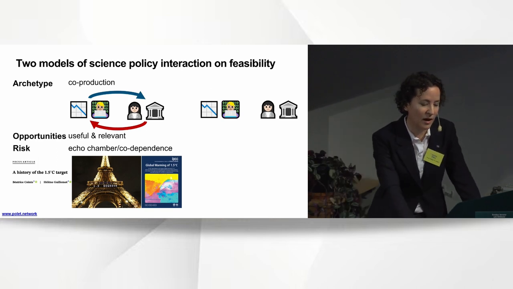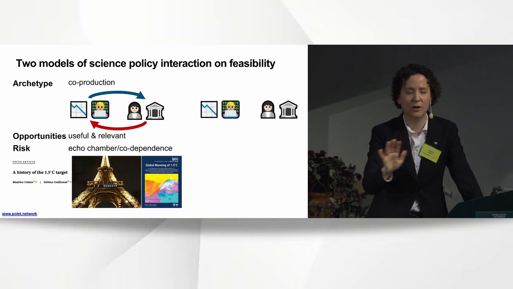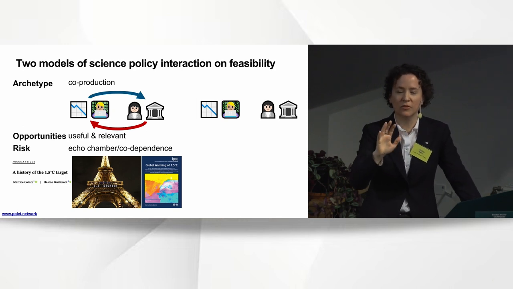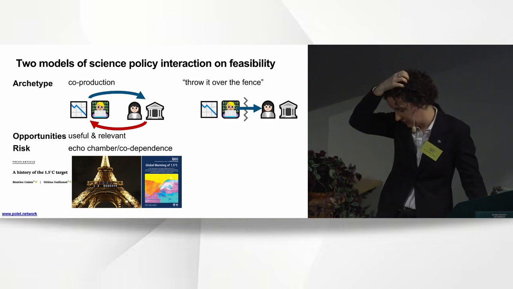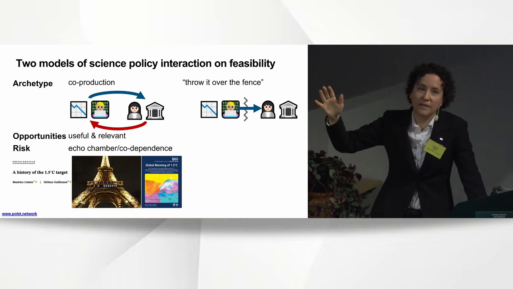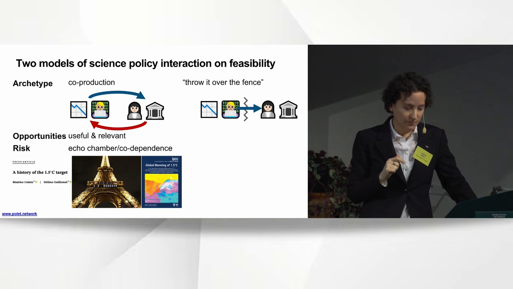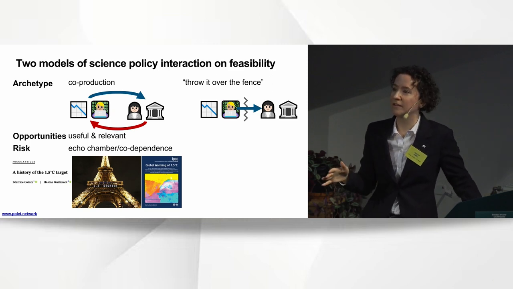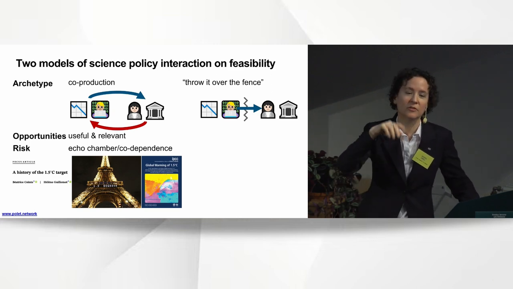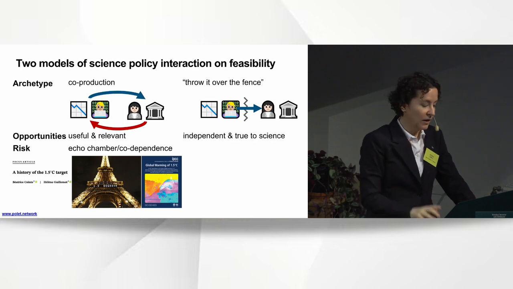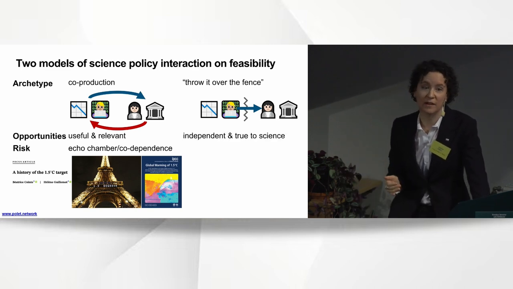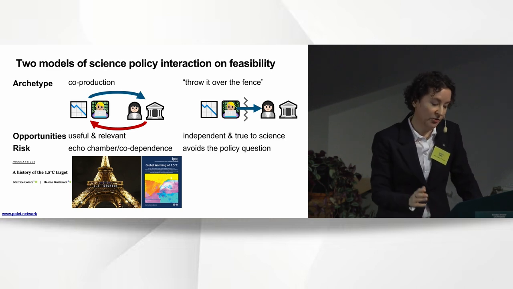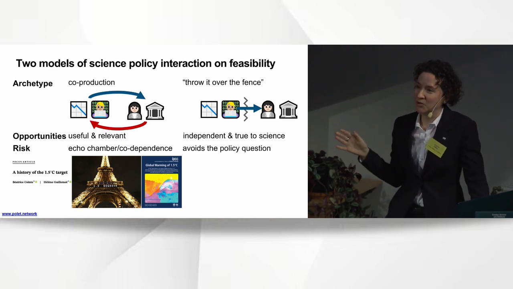Now, what's the other model of this interaction? And these are two archetypes. So there's always a mix with any science-policy interaction. The second model is just throw it over the fence. OK, we do our excellent science, and we tell you what to do. We tell you what our science says. The advantage here is that it stays very independent and true to the science. But there is a risk. It avoids the policy question.